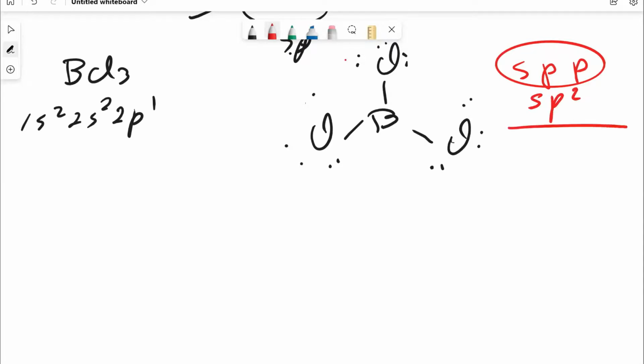So what do we see here? How many sigma bonds do we have? 3. How many pi bonds do you see? 0. Do you see any double bond? No. Now, how many lone pairs do you have? Don't say 2, because you don't see any lone pair on boron. 0. Unless you have done a wrong Lewis structure, you have 0 lone pairs on boron. You see what I'm saying, right?